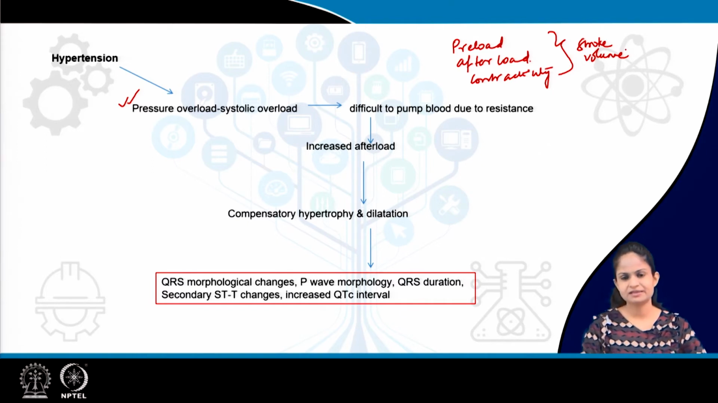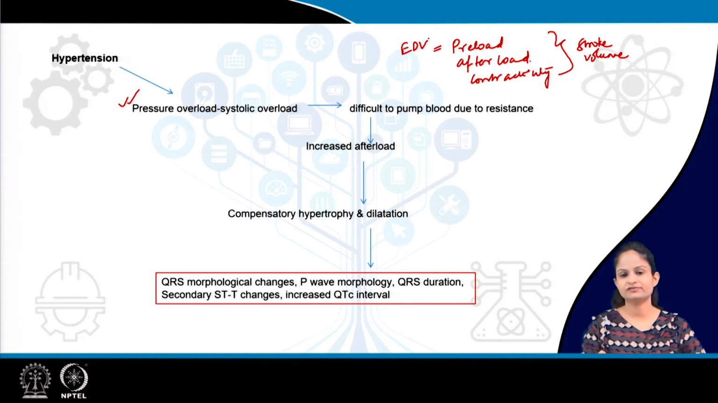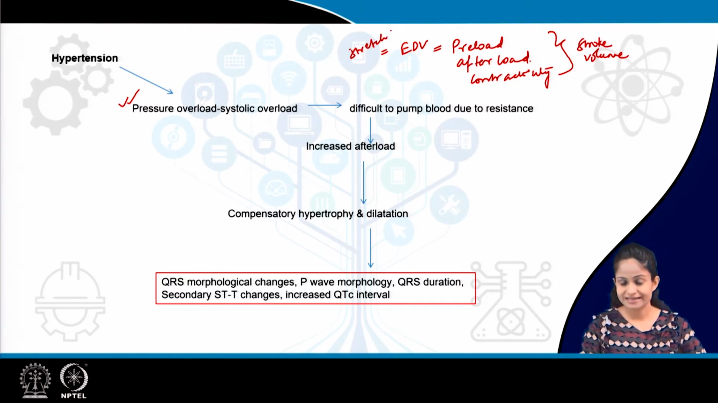Now, contractility means how fast the heart is contracting. Preload means when the ventricle is filled, so that is the end diastolic volume. So, preload is nothing but the end diastolic volume. When the atria contracts fully and there is filling of the ventricles, that filling of the ventricles is known as end diastolic volume. So, this is nothing but the stretch. The more the volume present in the ventricles, the more will be the stretching of the ventricles, and the more will be the pumping of the blood out of the ventricles. So, that is as per Frank-Starling's law.